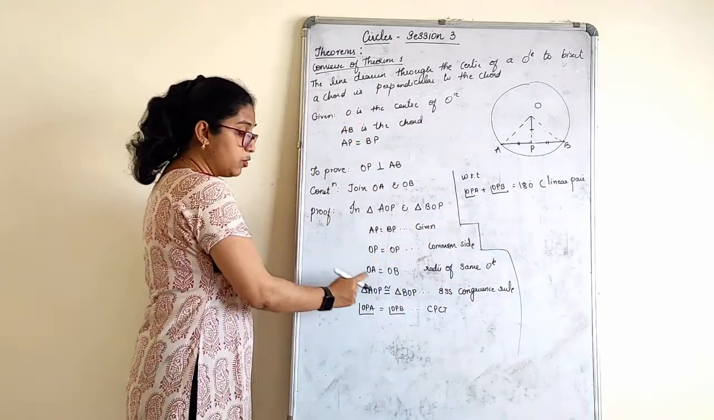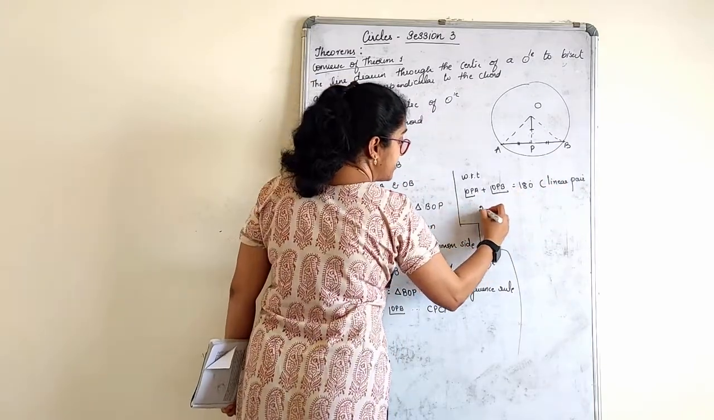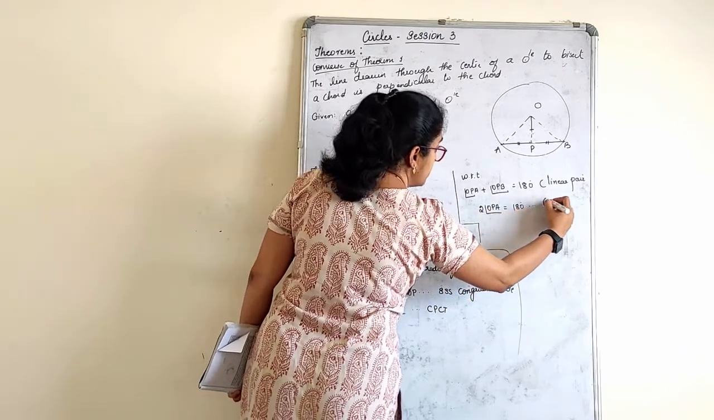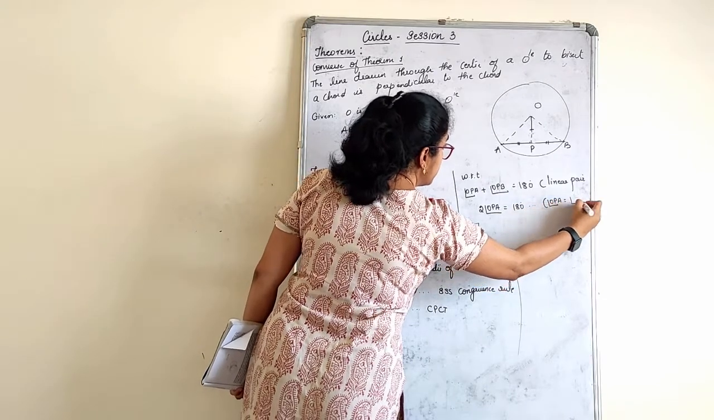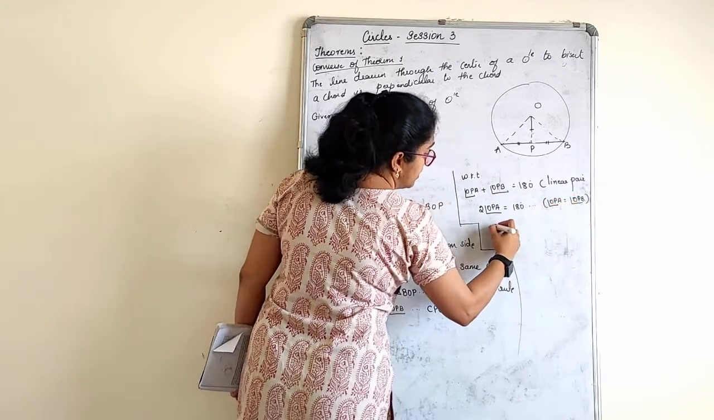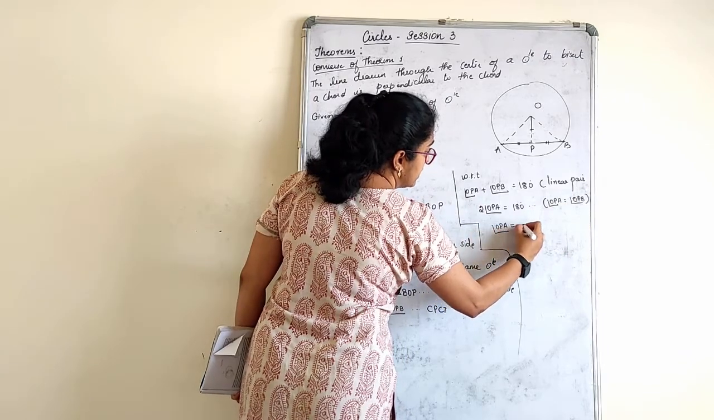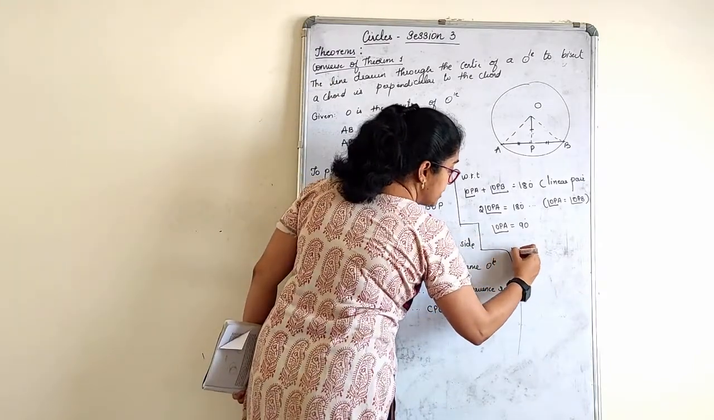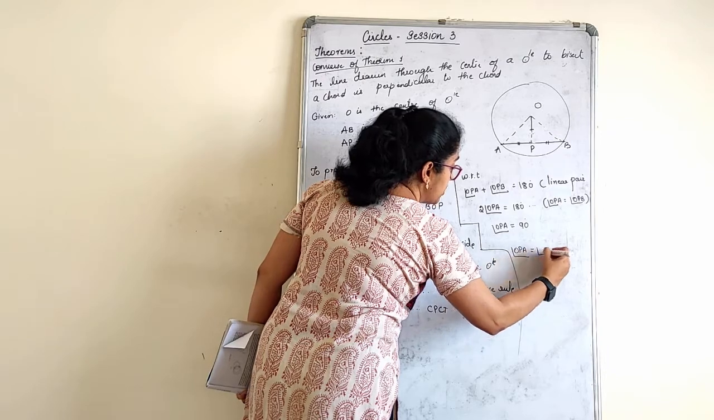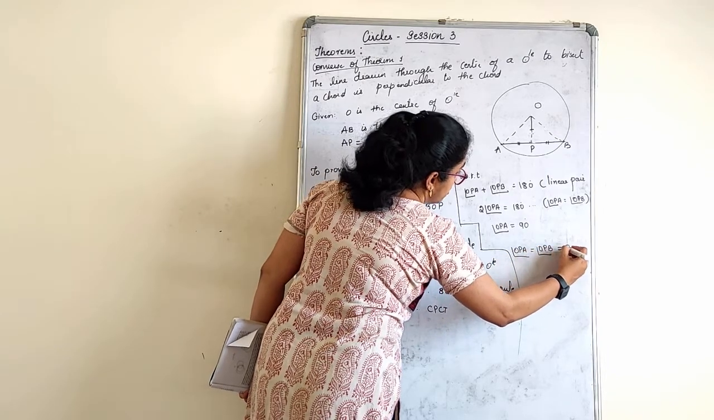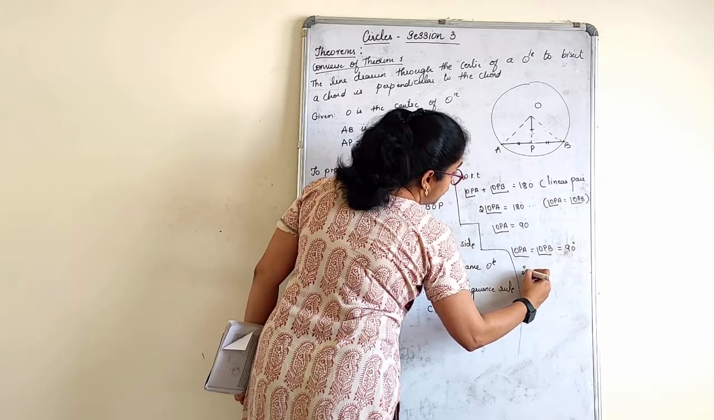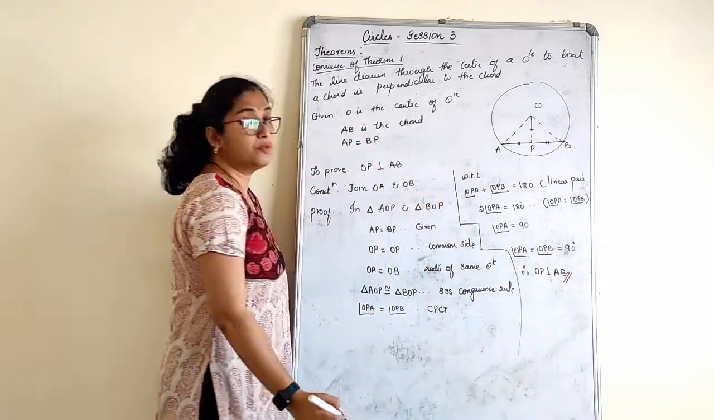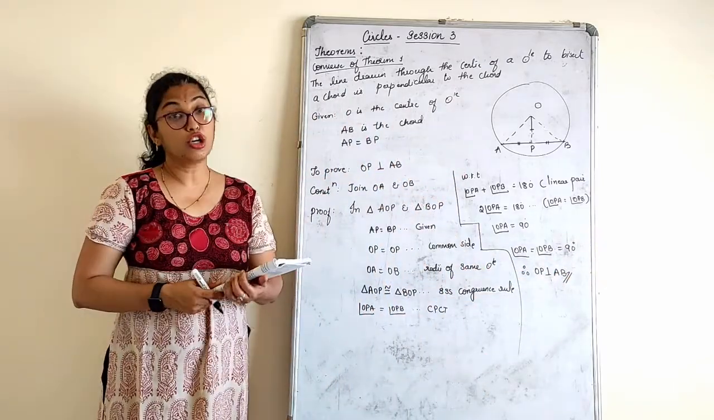Okay, but OPA and OPB are equal to each other. Can I write here 2 times of angle OPA is equal to 180? Angle OPA is equal to angle OPB. Therefore, angle OPA is equal to 90, right? 2 goes to divide over there. This implies angle OPA is equal to angle OPB is also equal to 90. Therefore, OP is perpendicular to AB. Hence proved. Right? This is the converse of the theorem.